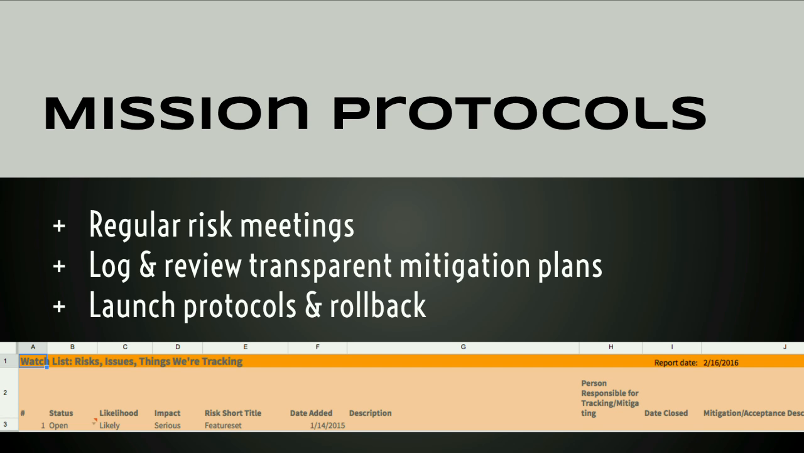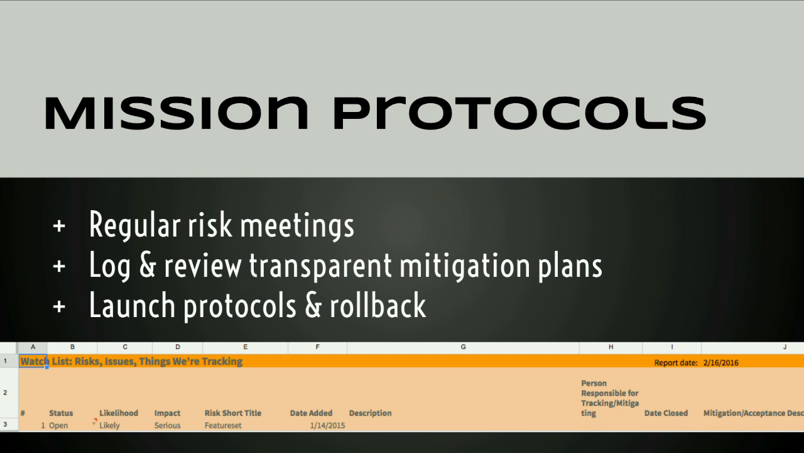So, you know, the hardest thing to do is see something coming and feel like you can't stop the train, right? But if you are getting ahead of risks with open, transparent mitigation plans, this is a little screenshot of the way that we track risks in this project, you're able to really start to prep and get ahead.